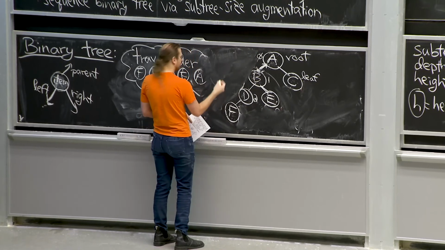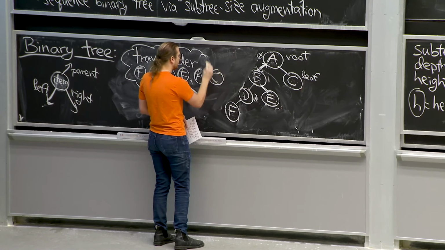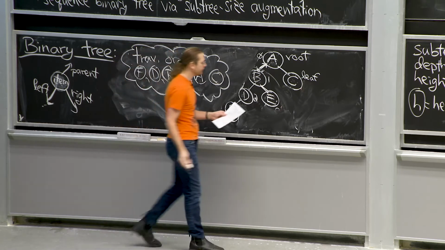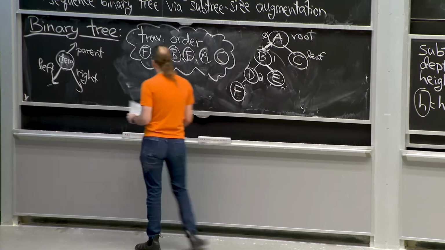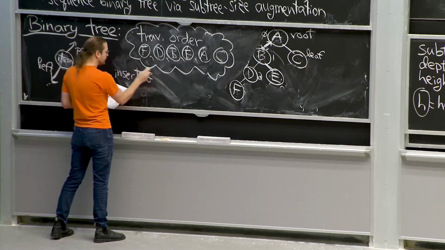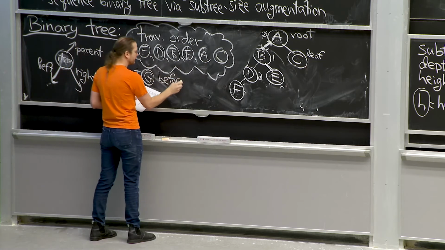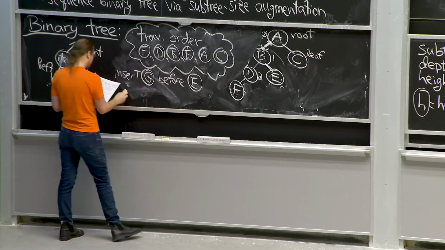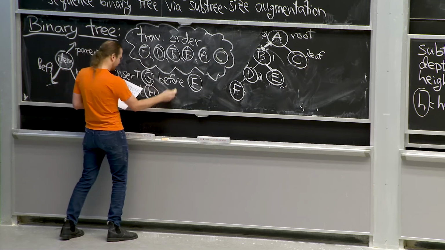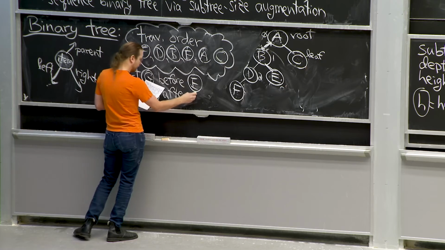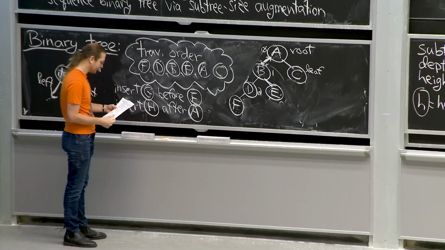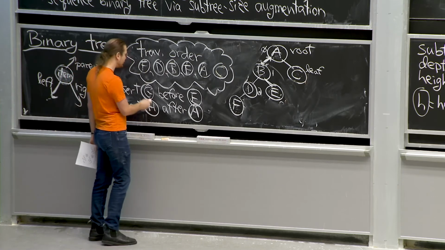Actually, I probably want this traversal order. Keep track of that. So let's say the first thing we want to do is insert G before E. I want to illustrate both of the operations. Insert H after A. Okay. So insert G before E.